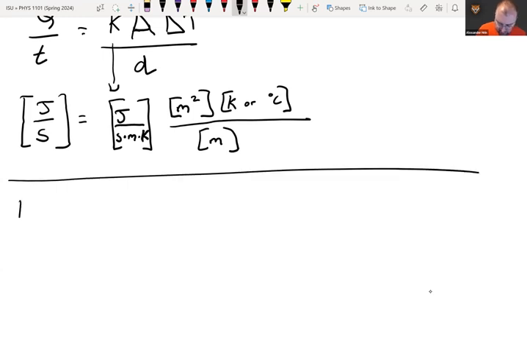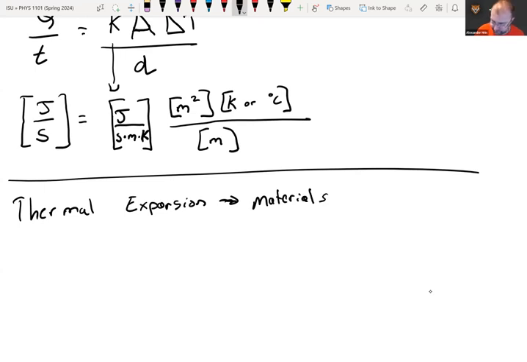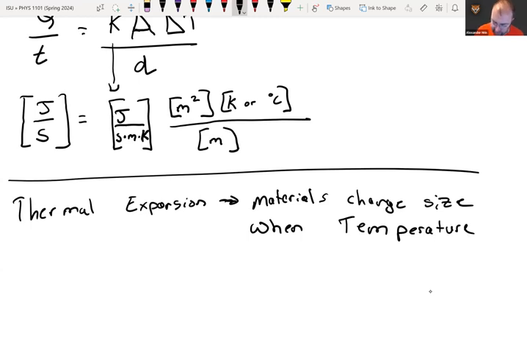Okay, so thermal expansion, basically this is the phenomenon that all materials change size when temperature changes. Now an example of this that I kind of wanted to show you. So I want to show you a couple of pictures where this comes up.